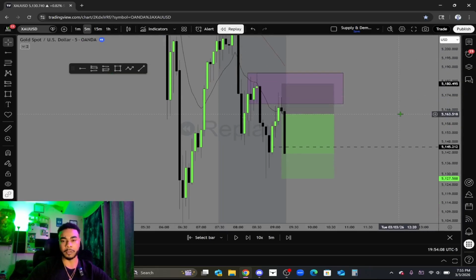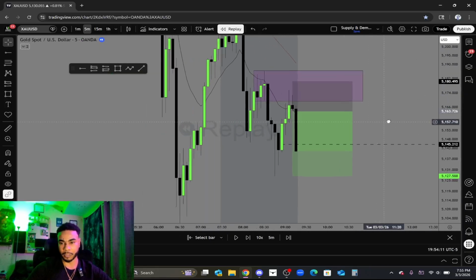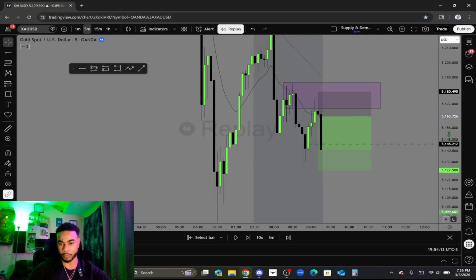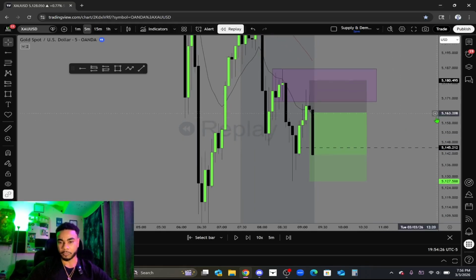So I basically see the higher time frame, see what price action is looking like, and then zoom in into the lower time frame and find a setup, a small increment move that goes with the trend. And that's basically it, right? So from here we were just waiting.